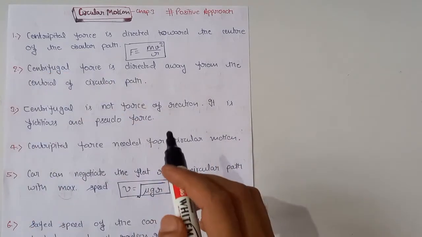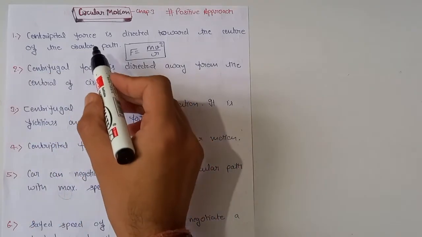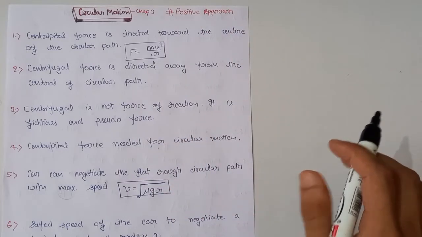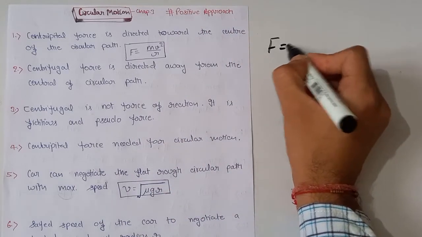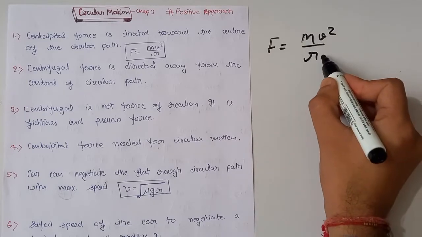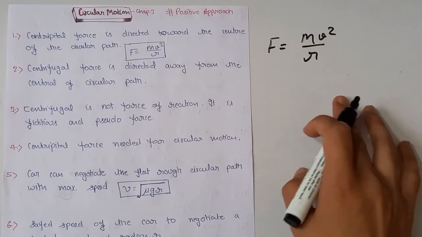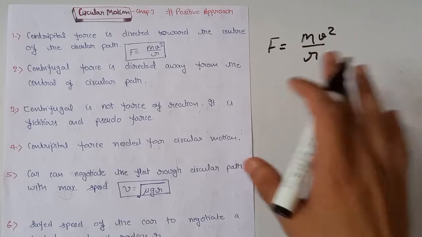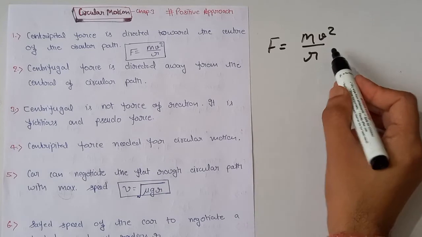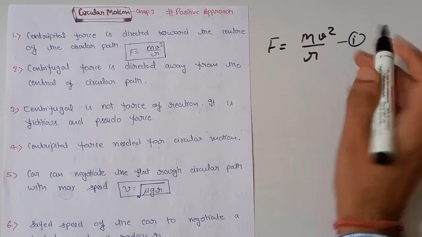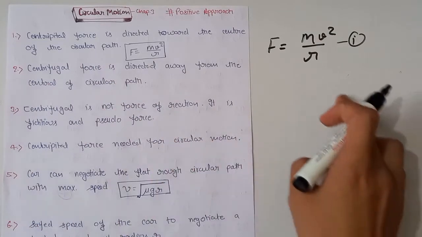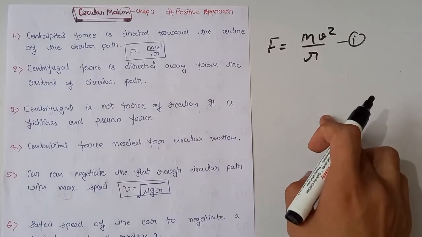Our first key point is centripetal force. Centripetal force is always directed toward the center of the circular path, and it is given by F is equal to mv square divided by r, where r is the radius of that circular path, v is the velocity of the car, and m is the mass. This is our first formula. And centripetal force is always directed toward the center of the circular path.